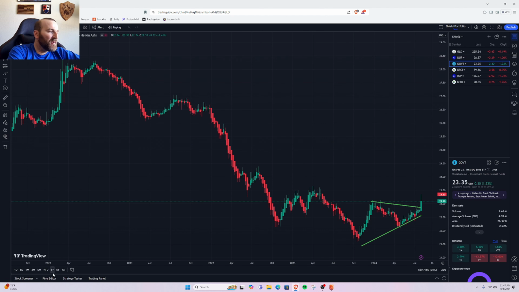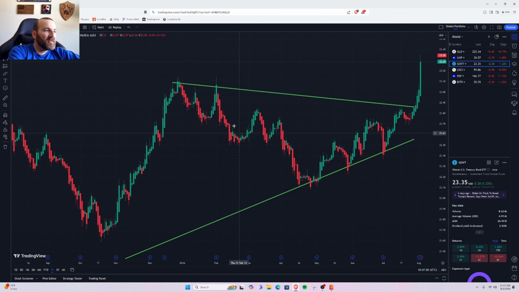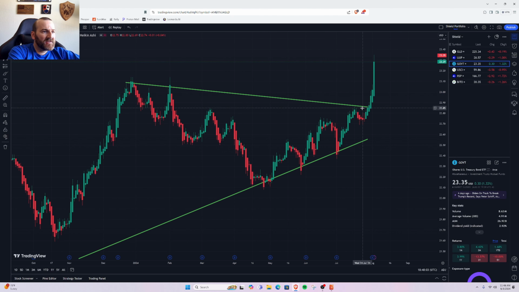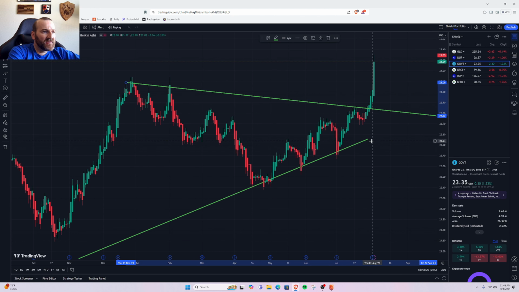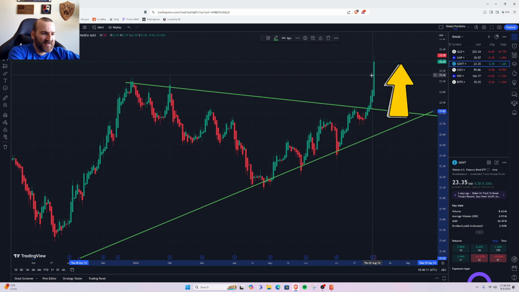If I look at our government bonds, you basically had the reverse happening. So we had this wedge pattern here and you see it shot up. If I extend out these lines like this, there's going to be this cross point, but if you look what happened, it shot up. And this is what I was talking about. So this is August 1st.